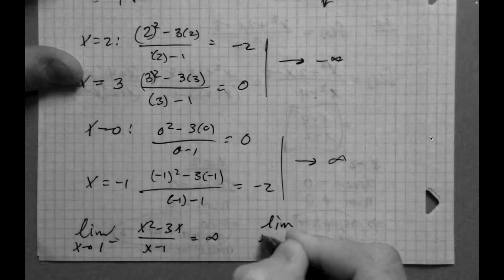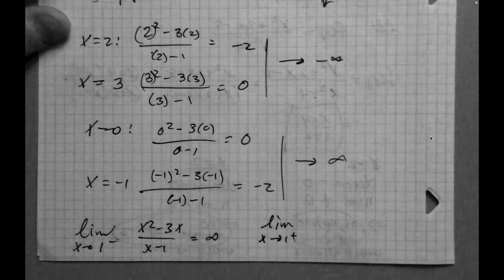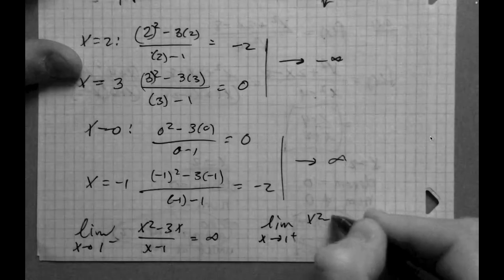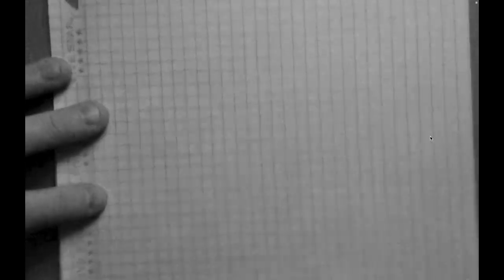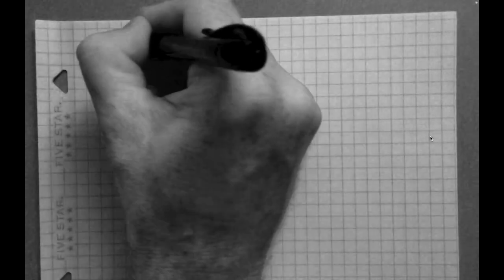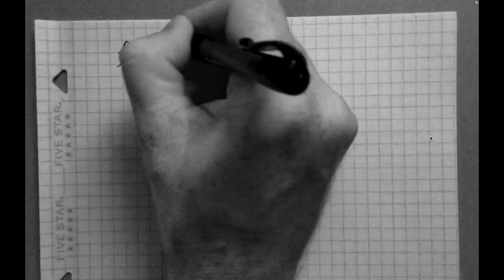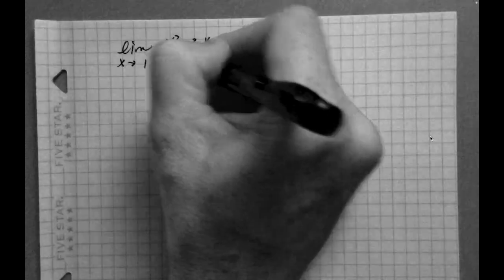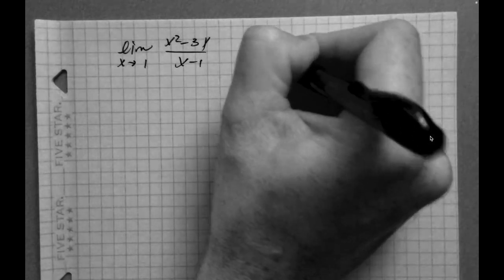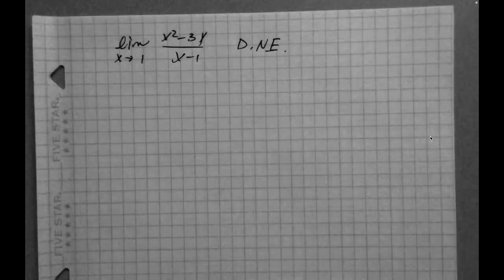And the limit as x approaches 1 from the right of x squared minus 3x over x minus 1 is negative infinity, right? Coming down. Okay. And so those two facts together would tell you that the overall limit doesn't exist. There is no overall infinite limit, right? So the limit as x approaches 1 of the function does not exist.